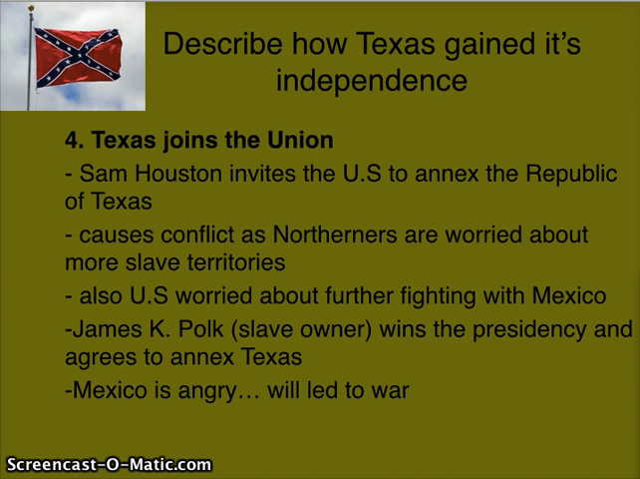But what ends up happening is because James K. Polk is elected as the next president, and he is a slave owner, he wants Texas. He wants Texas so that it can allow for more slave states. Mexico is angry, and next week we're going to be looking at the fact that there is actually a war with Mexico.